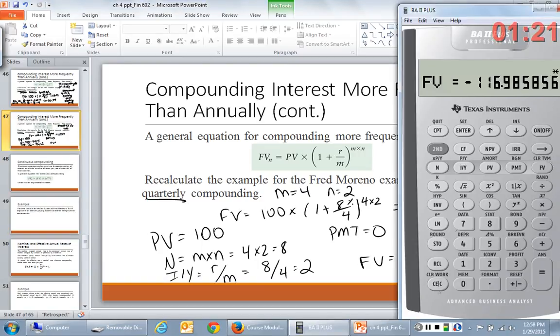So first step is to clear the time value of money. Present value is 100. N is 8. The interest rate is 2. The payment is 0. And we're computing the future value. And you get $117.17.